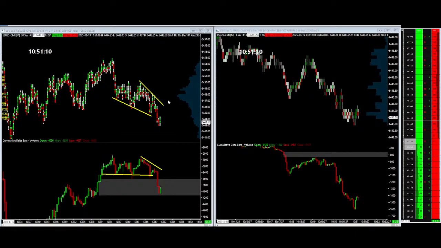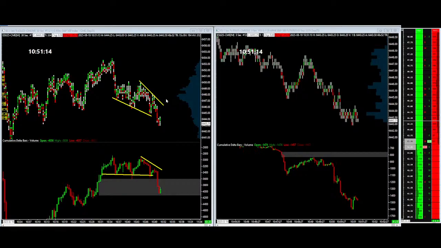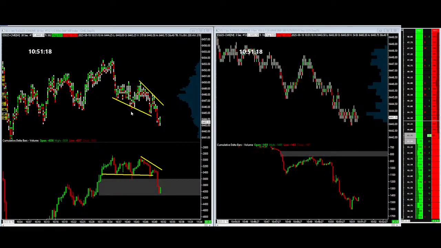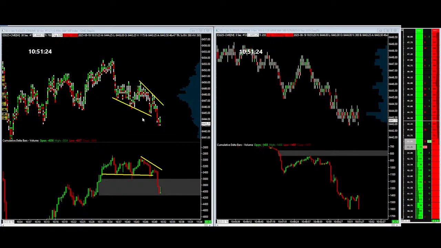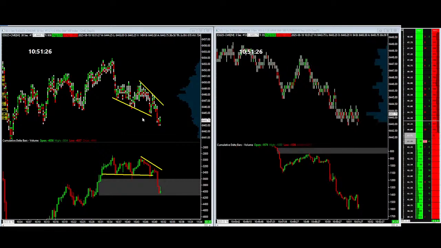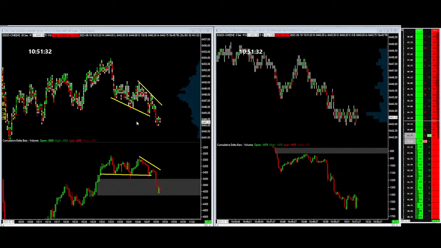Sellers are natural. Correct. But notice how the bottom of the price action is slanting, but the delta is flat. So who do you think's in control? Sellers. Correct. So that bottom line kind of doesn't even matter.